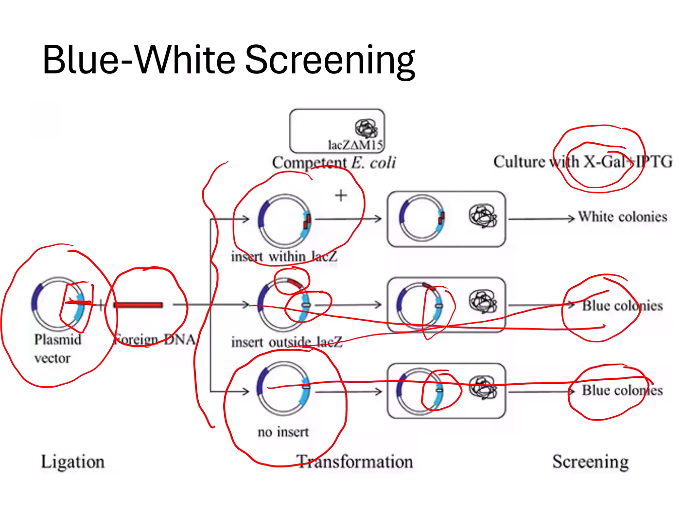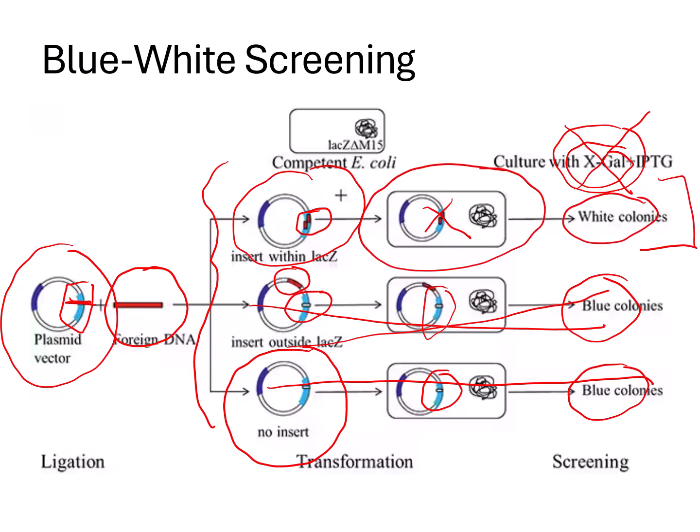In the very top scenario, I can see the gene has been successfully inserted within that LAC-Z gene. That means I will not make any beta-galactosidase. I won't be able to digest XGAL, and XGAL, when it's intact, is white. So these cells are the ones I would want. I would pick the white colonies, purify the DNA, and then sequence it to confirm the correct insert.